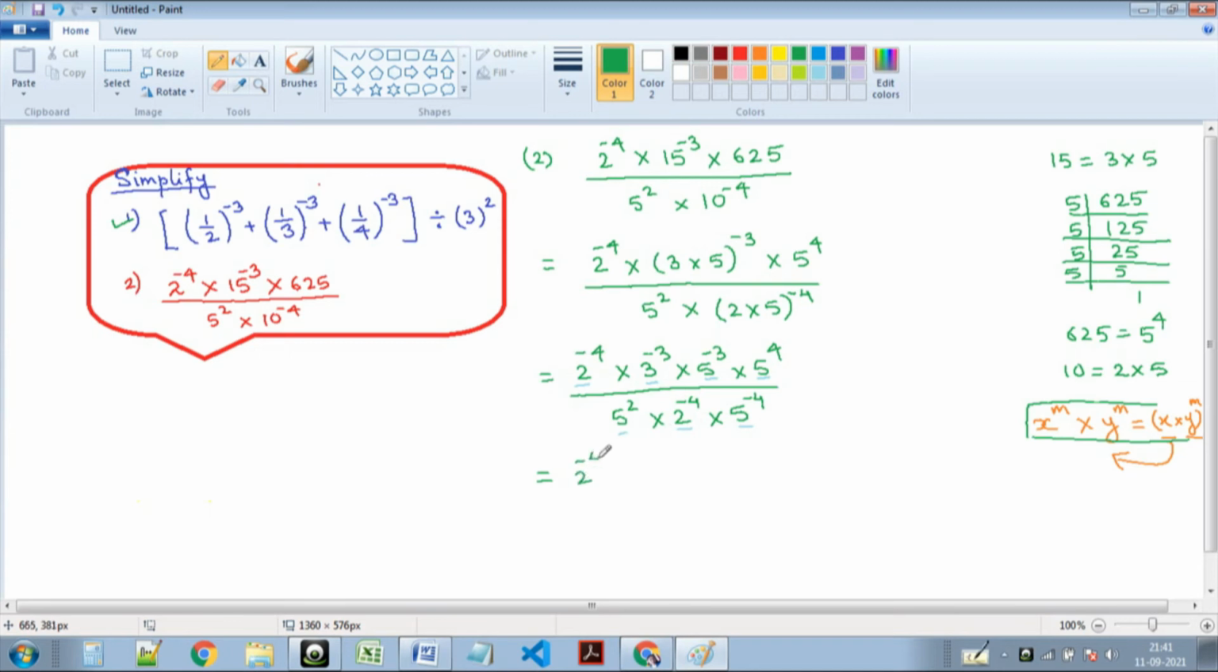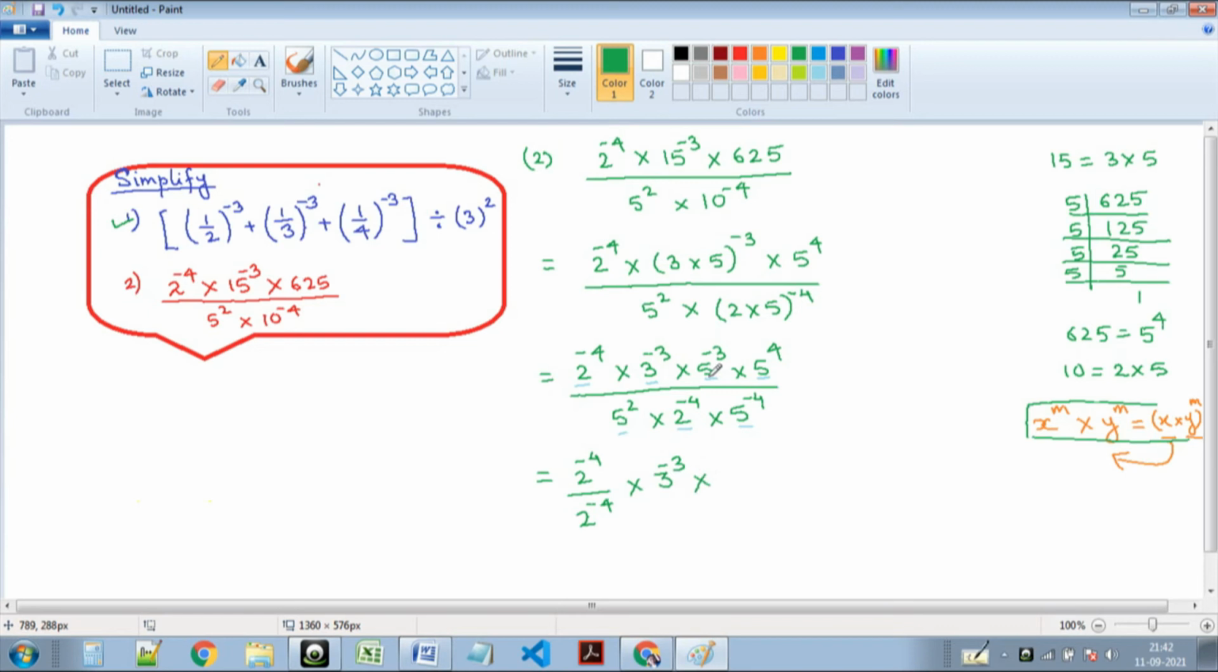2 to the power minus 4, which is in the numerator, divided by this 2 to the power minus 4, which is in the denominator. So I have written them separately, with a cross, because all of them are in multiplication, right? So next is our 3 to the power minus 3, and no other 3 is there. The base 3 is nowhere else; only one 3 to the power minus 3 is there. So I will write it as it is, 3 to the power minus 3 cross.